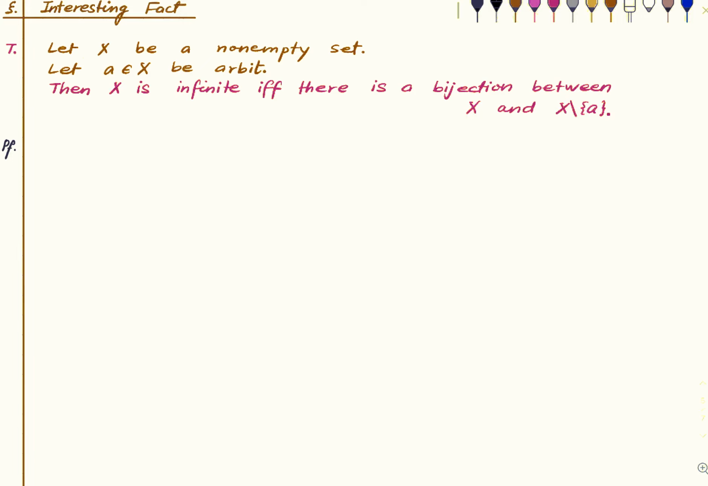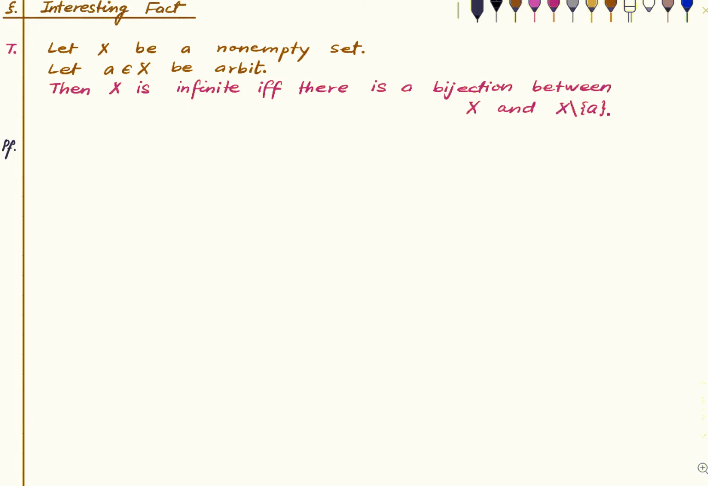And X is infinite if and only if there is a bijection between X and that. So again, one direction is clear. If there is a bijection between X and that, then there is a bijection between X and a proper subset, and therefore X is infinite by definition of an infinite set. So we will do the other direction. We will assume that X is infinite and show that there is a bijection between this and that.